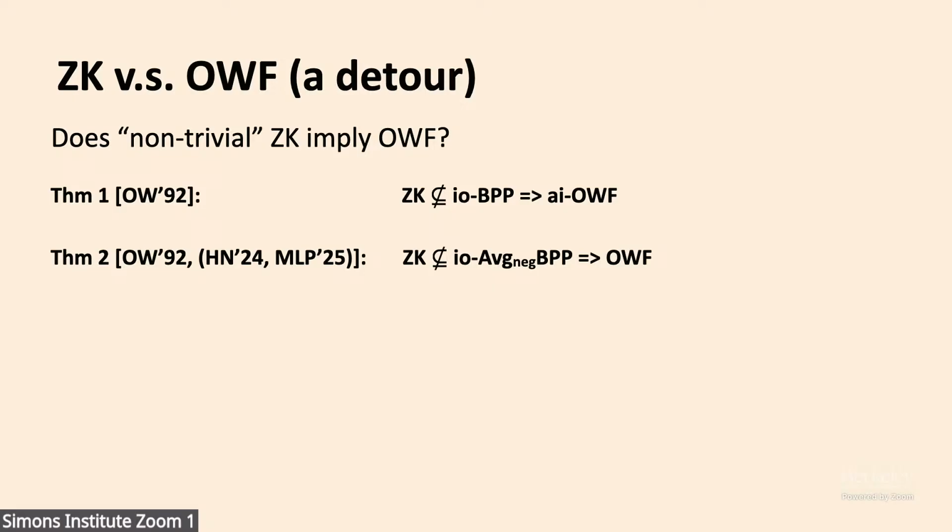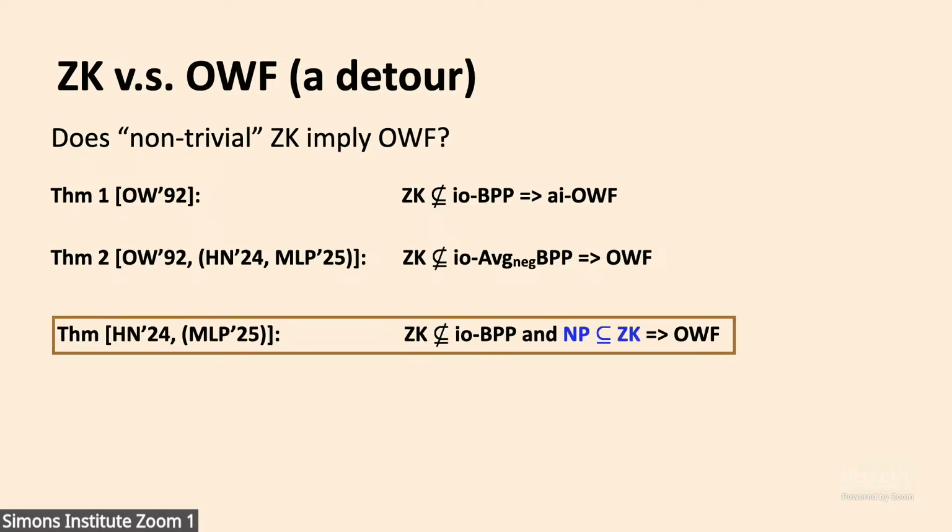Now it's not exactly clear what they proved and what they stated. They stated it as average BPP. Average BPP means errorless average case hardness. But in the proof, in the definition, it seems like they only did the actual average case hardness with two-sided error. But one little tweak of the proof, one extra line, actually gives what they claimed also. So this is the current scenario. We don't know if non-trivial zero knowledge actually implies real one-way functions.